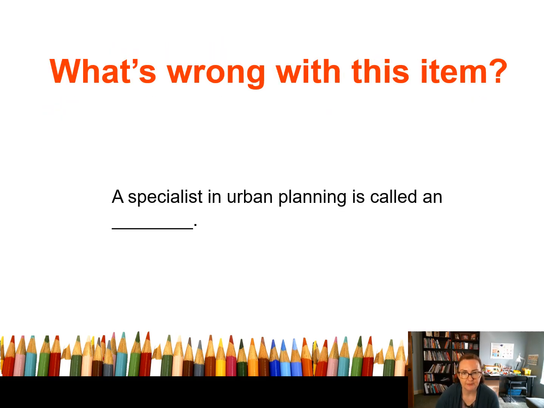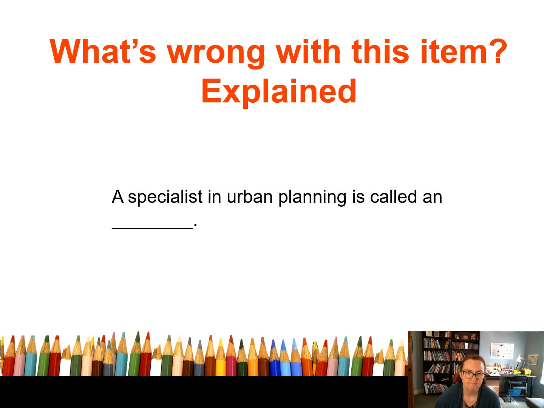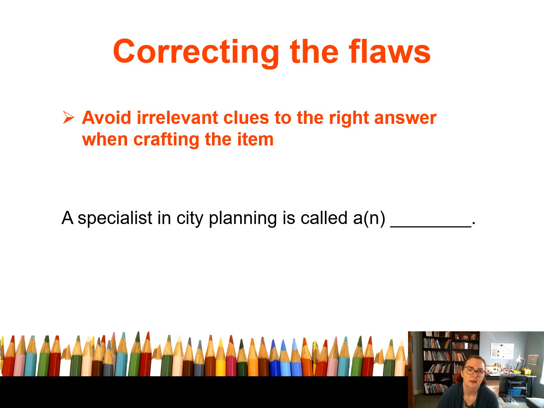What's wrong with this item? There's a clue. Because it says "an," you know that that word has to start with a vowel. So instead, if you put parentheses around the "n," it could be "a" or "an," and you're not giving an unintended clue. Don't give them clues to the answer when crafting the item. Make sure that you make it so that anything could be an answer.